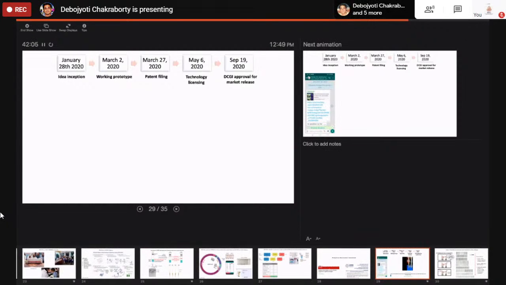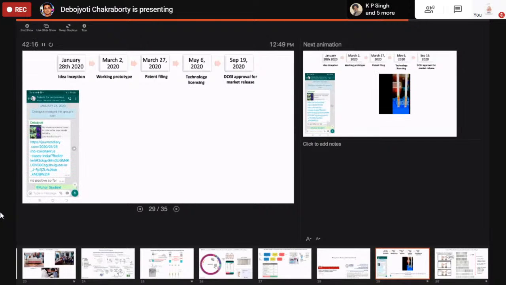This is the timeline of Feluda. The idea's inception came in January, and I can tell you already that that was before the first reported case of coronavirus in our country. This is the evidence for that.